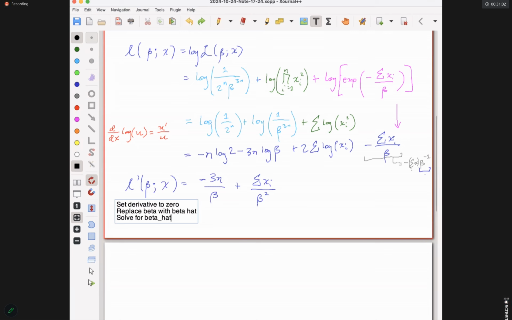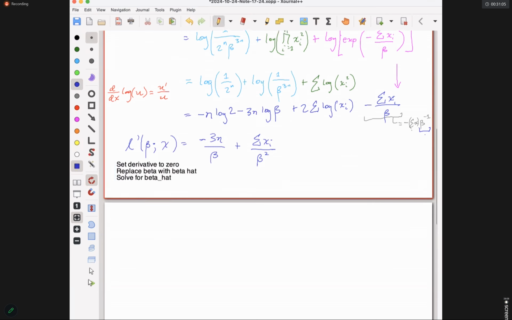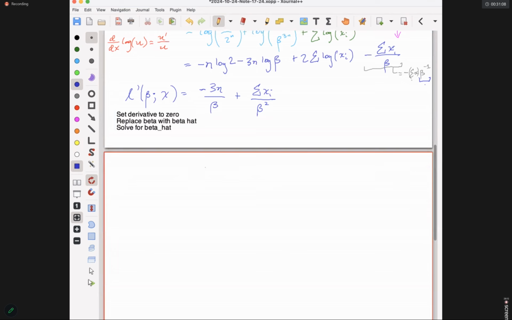And our result, we're going to say that here negative 3n over beta hat plus the sum of the xi's over beta hat squared equals 0. I can add this term to both sides. And we have that the sum of xi's over beta hat squared is equal to 3n over beta hat. And now what's our next step? Solving for beta hat.